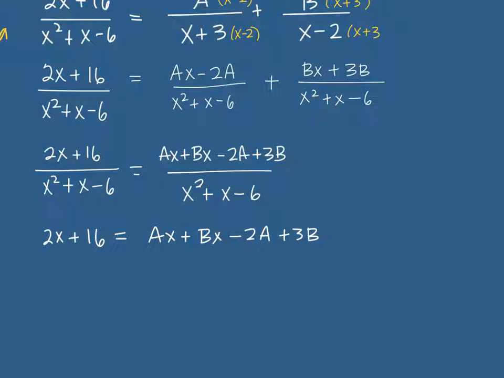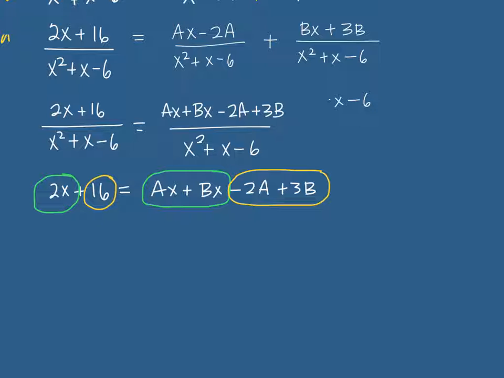Since the numerators are equal, the terms must be equal. So the x terms on each side must be equal to each other. And the constant terms must be equal to each other also. Okay? Equality on each side means the terms on each side must be equal. Therefore, the constant 2 must be equal to a plus b, because they all share an x. And the constant 16 must be equal to negative 2a plus 3b.